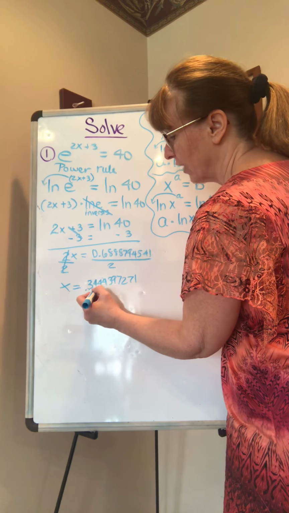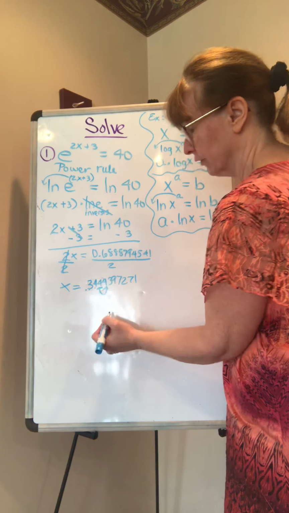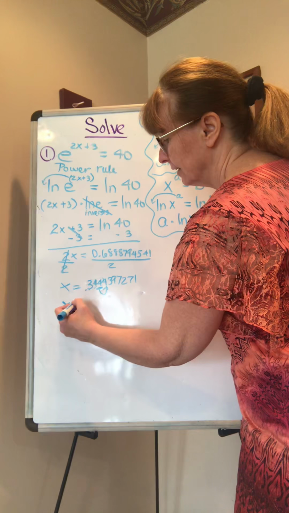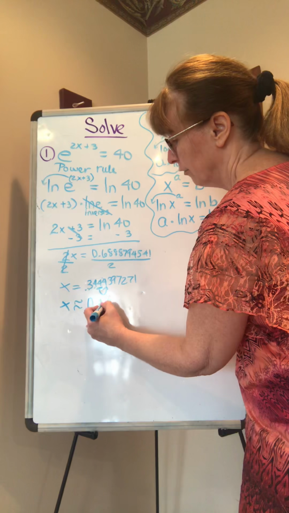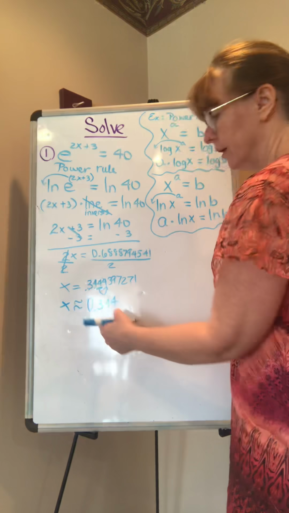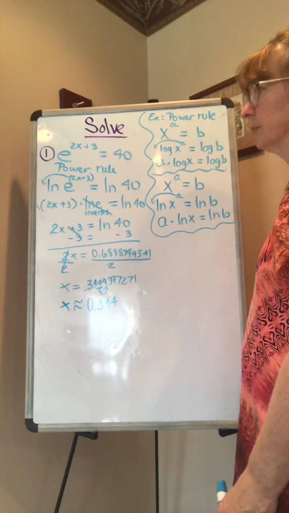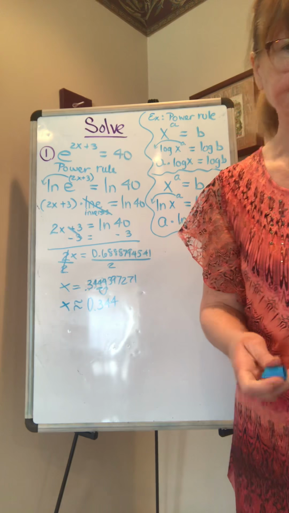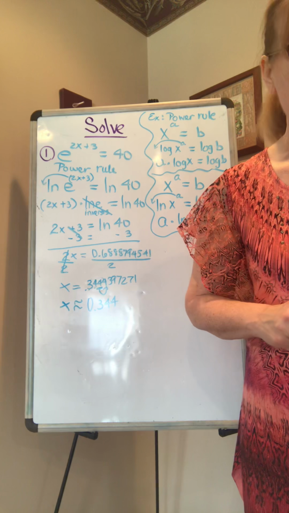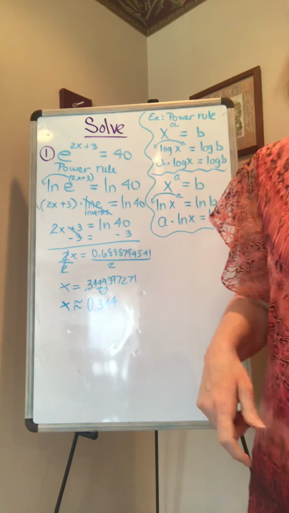Tens, hundreds, thousandths. I look at the hundred thousandths. x is approximately 0.344. So thousandths are 3 decimal places. So that is problem number 1. Let's take a look at problem number 7.